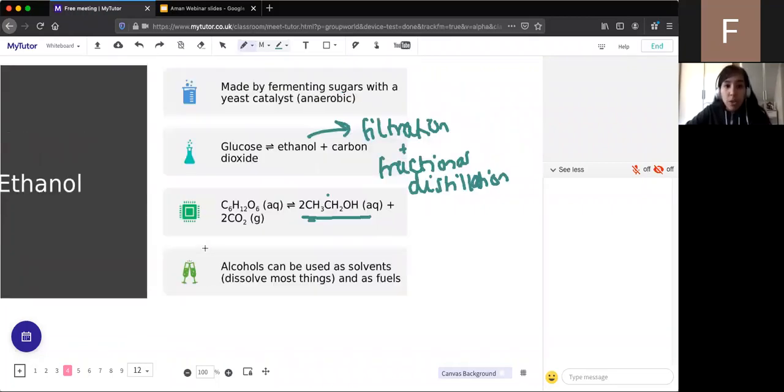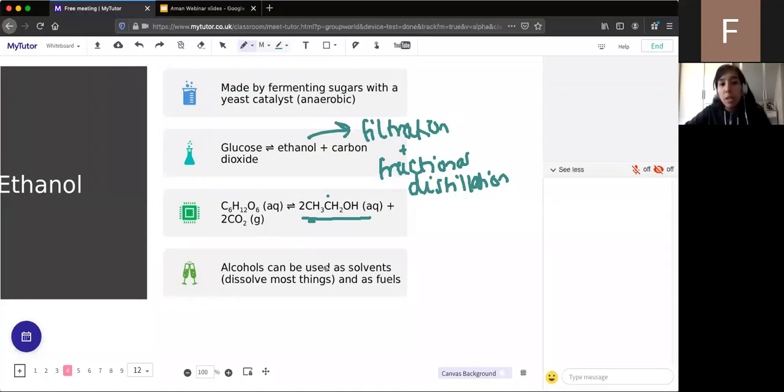Excellent. Any questions on fermentation at all? So remember, the 2 ways we make ethanol are through fermentation, which is glucose mixed with a yeast catalyst. Over a couple of days, it will produce ethanol and carbon dioxide. Or if we want to use a non-renewable source, we use crude oil, we get ethene and react it with steam, which we went through yesterday. So any questions on that at all?